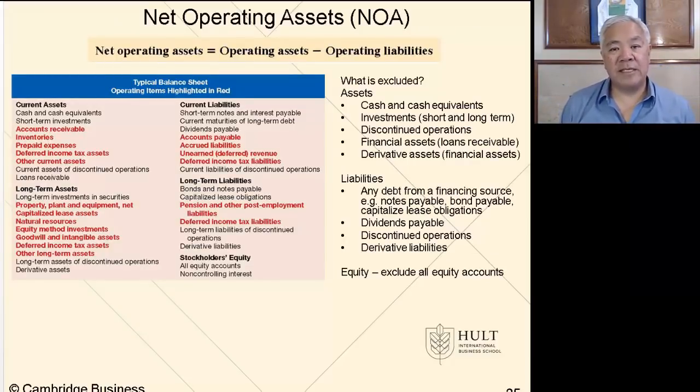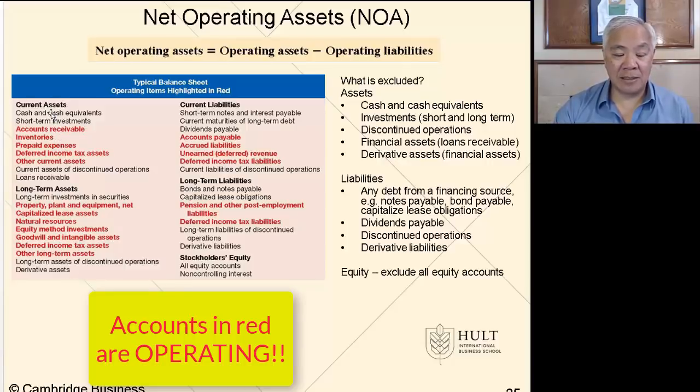So first word is net. Net means, in this case, subtracting the liabilities from the assets. Which ones? Not just any ones, the operating ones. So you'll notice that on this chart, there are words in red and words in black. The words in red are operating. The words in black are not.